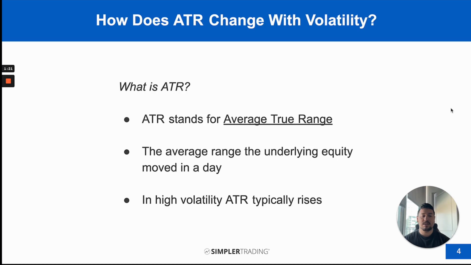A lot of our traders here at Simpler Trading like to use ATR when it comes to their trading strategies. So if you're familiar with ATR, you may be wondering, how does volatility affect ATR? And if you're new to ATR, ATR stands for the average true range. The average true range means the average range that the underlying equity moves in a day. And the answer to the first question is, in high volatility, ATR will typically rise.